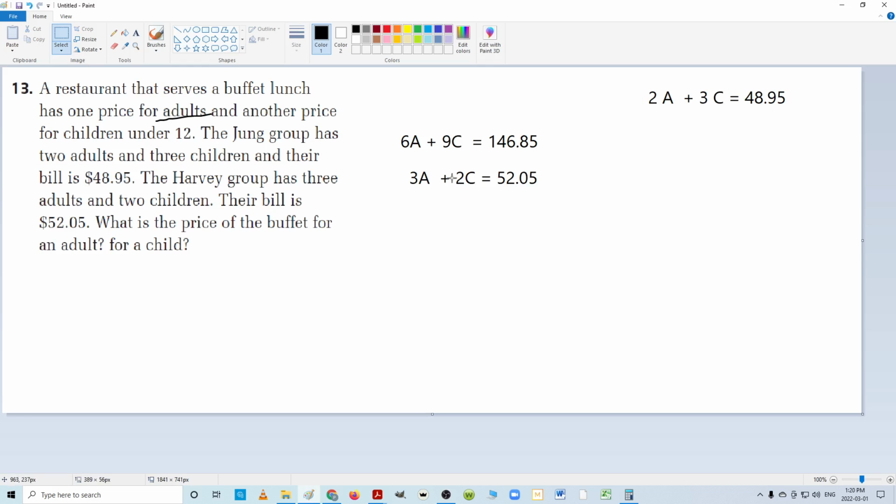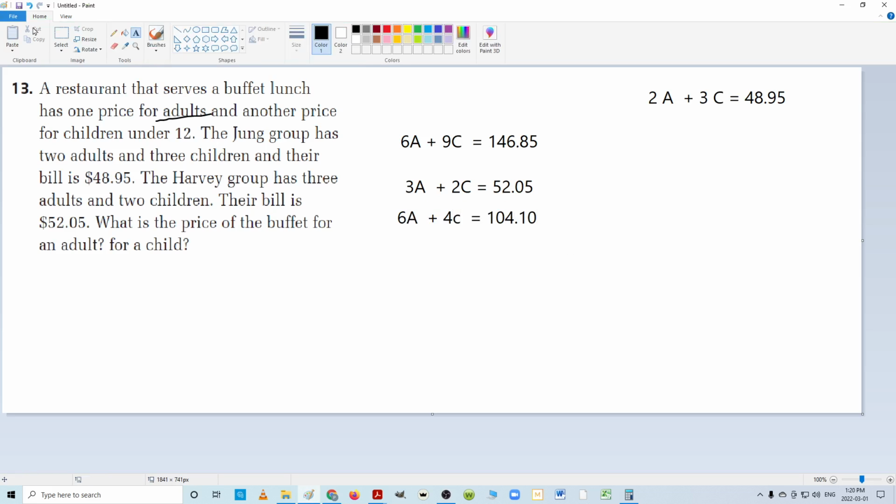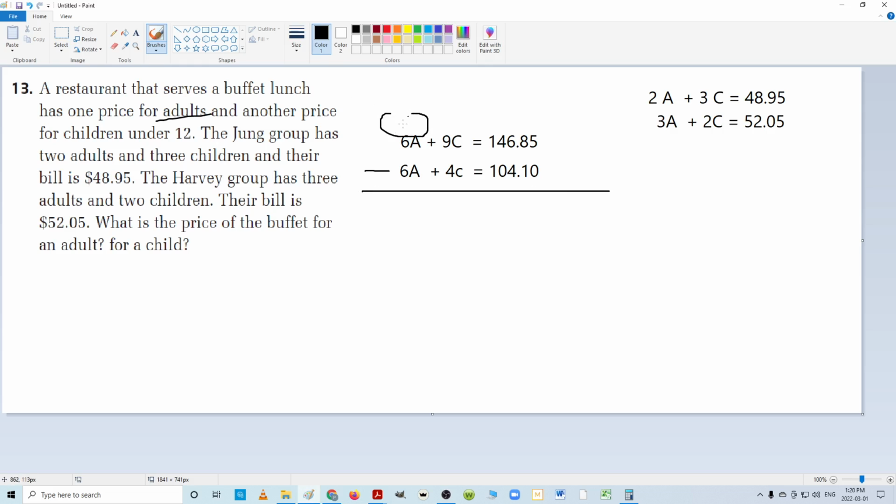Get rid of it. Now I'm going to multiply this one by 2. And I get 6A plus 4C is equal to 104.10. A little bit easier, that one. So this, put aside. Notice I have 6A and 6A, so they match. So they're both the same sign, so I'm going to use a subtraction. So I'm going to subtract top minus bottom. So I get 0. What's 9C minus 4C? 9 minus 4 is 5C. So I get 5C.